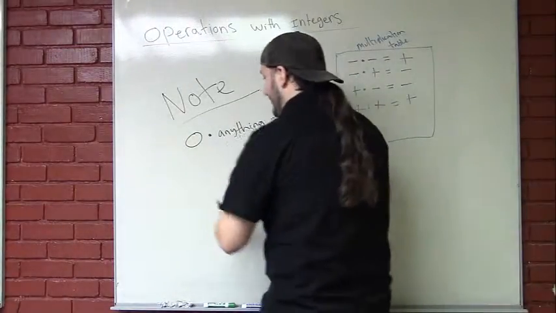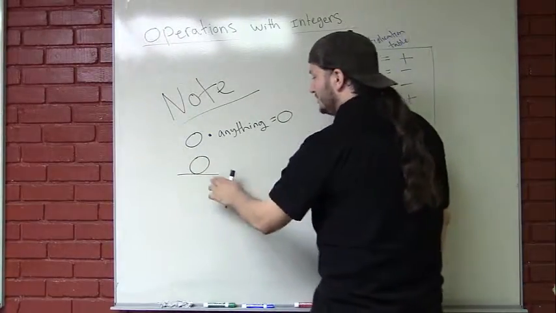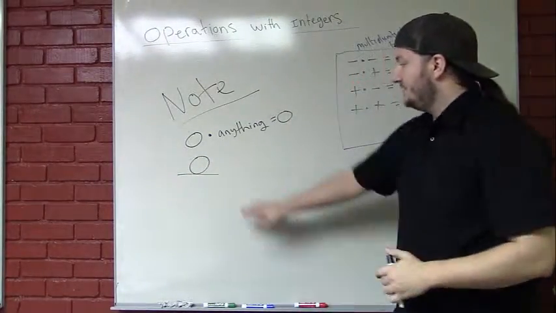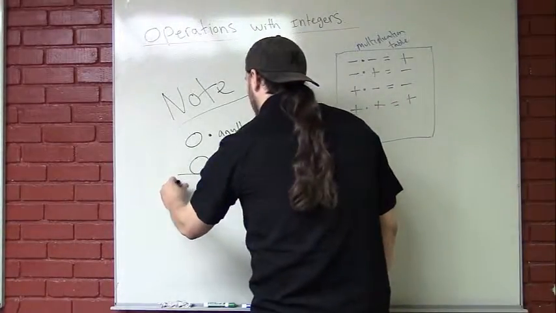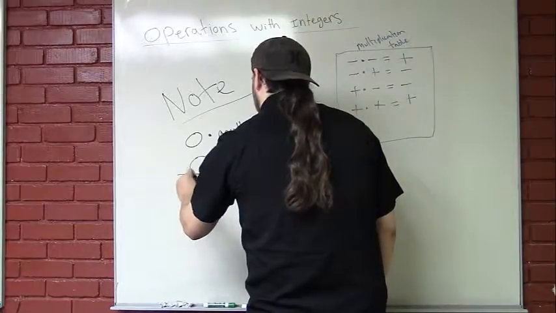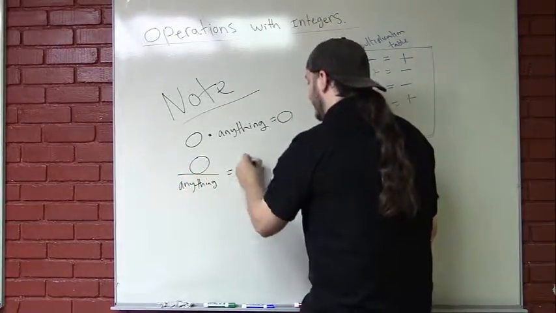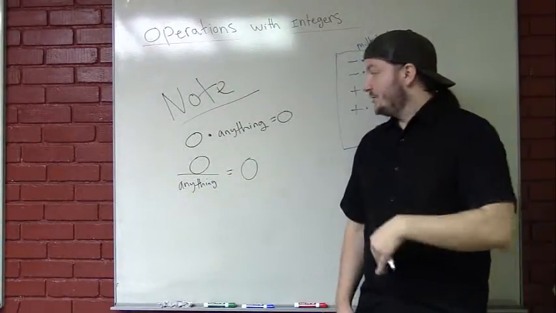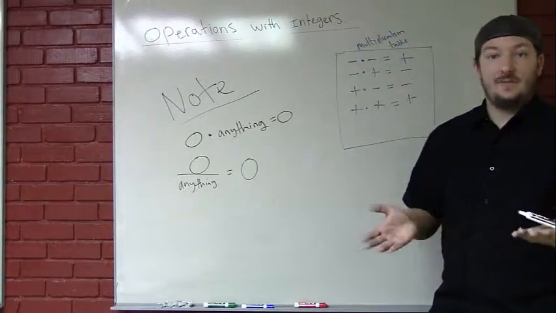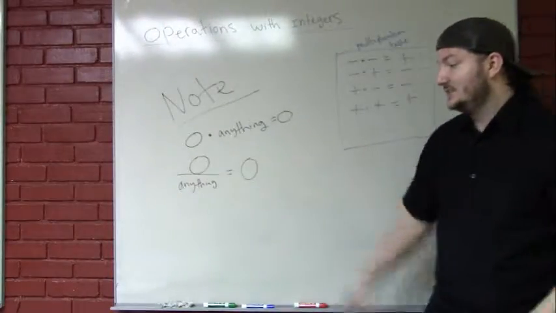Now we gotta do dividing. So 0 divided by, so this is another way to write division, with a bar, okay? So 0 divided by anything equals 0. So again, anything, I mean, it could be 0 divided by 10, 0 divided by -1, it doesn't matter, okay? 0 divided by anything is 0.